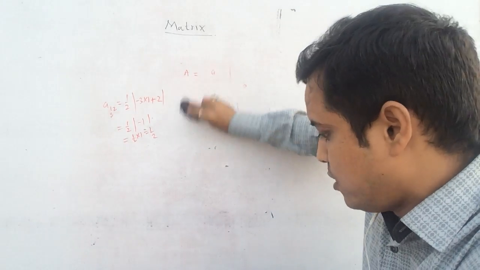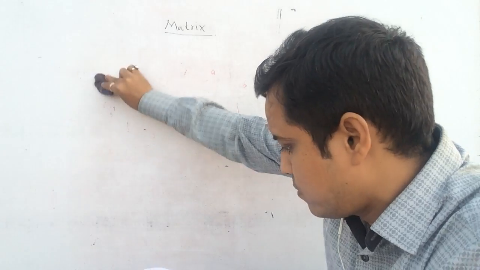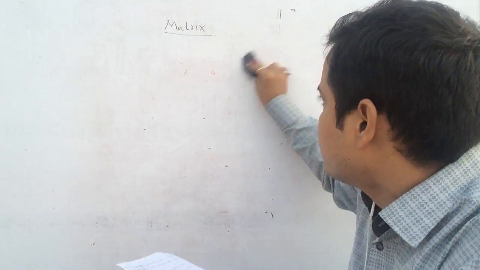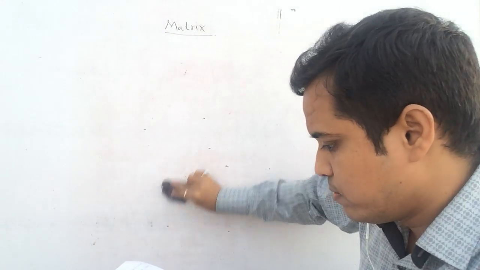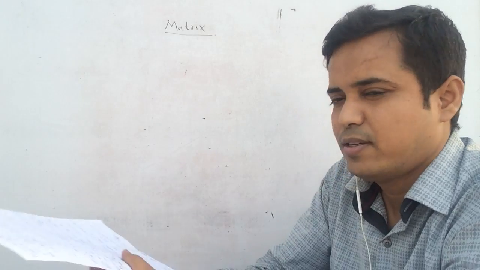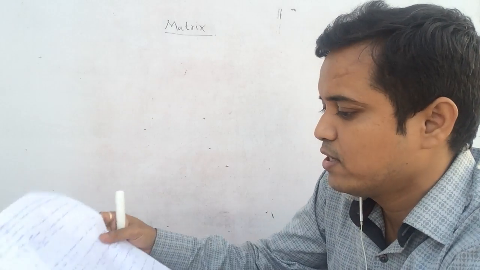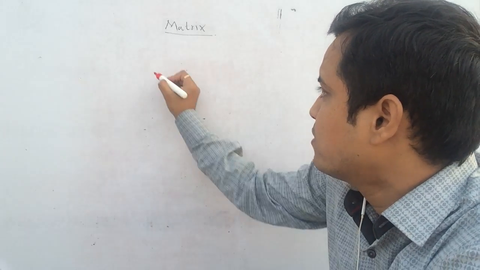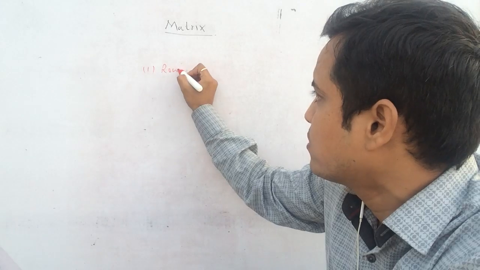The next question is, there is no next question. I think we have to do the concept types of matrix. There are many types of matrix. You see the row matrix first.